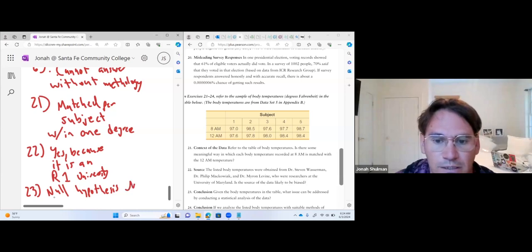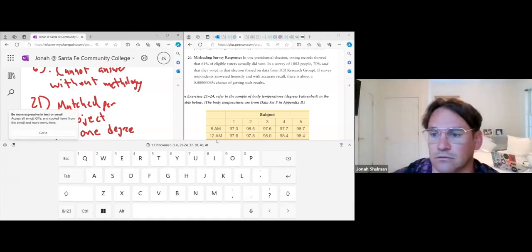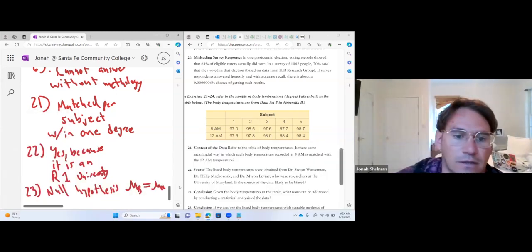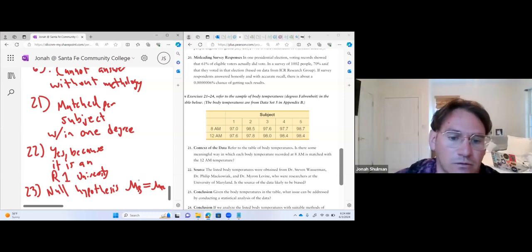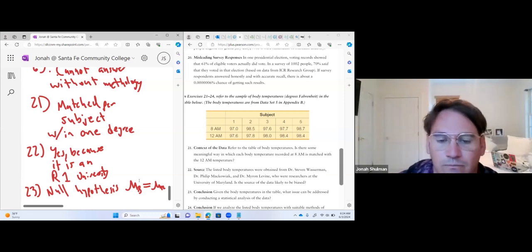So this would be the mean of 8 a.m. will be the same as the mean from 12 a.m. And then our, oops, sorry about that, my little pad. And then the other thing we're going to say, our alternative hypothesis, we can find is basically the main question we want to know is, does the temperature change?